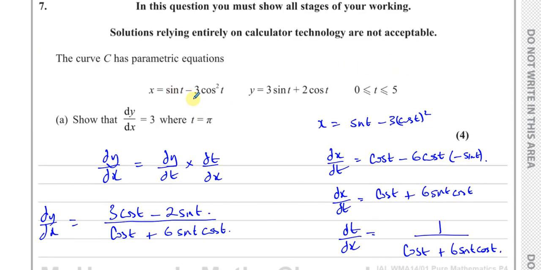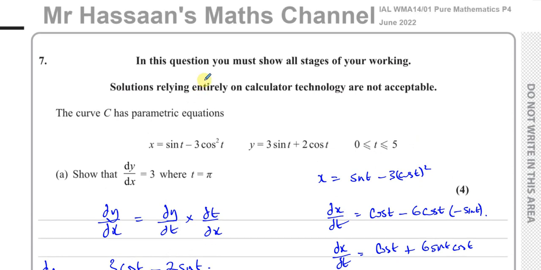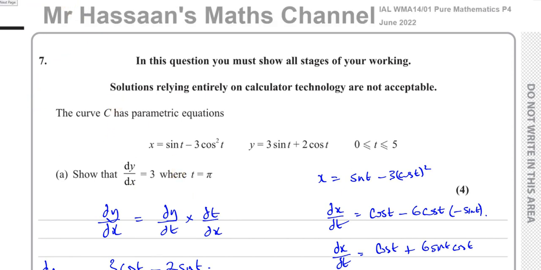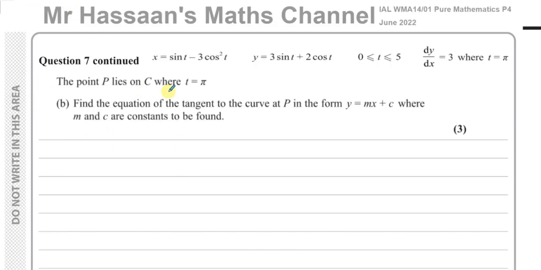And you'll notice that in the new kind of style of questions that they have for Edexcel in all the different units now, they're making the subsequent parts of the question accessible even if you couldn't do the first part. So for example, now we know that dy dx equals 3 when t equals pi. Even if we couldn't calculate that, if we couldn't get these 4 marks, this is going to be used in the next part of the question, because they've said the point P lies on C where t equals pi. And we know that when t equals pi, dy dx equals 3, that's given to us in part A.